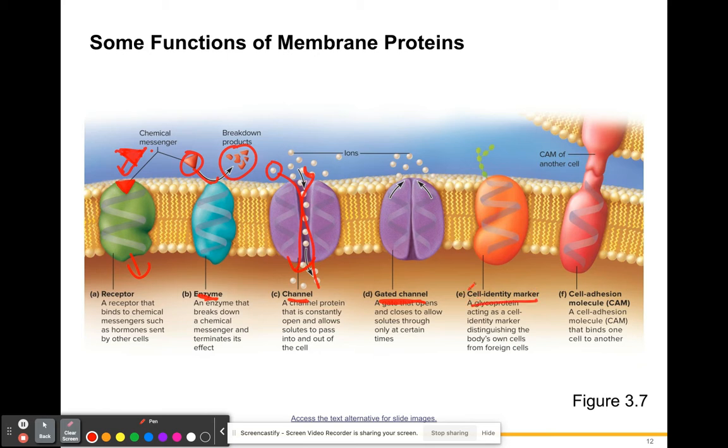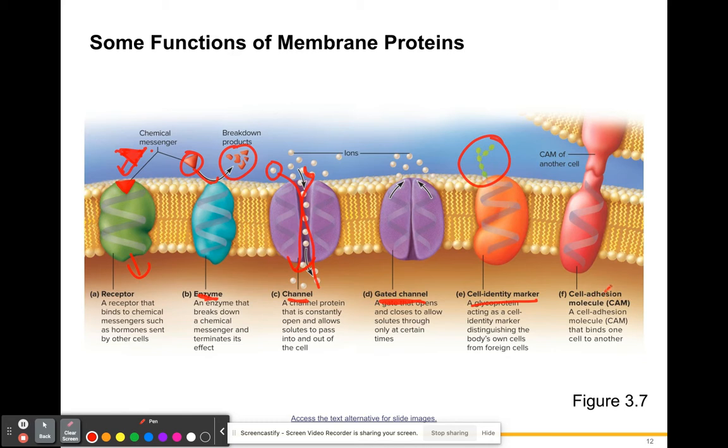We have cell identity markers. So this is a marker. Every cell is going to be different. Your white blood cells have different markers than your red blood cells, which have different markers than your immune cells or your skin cells, your liver cells. All your different cells have different markers on them to tell what they are.